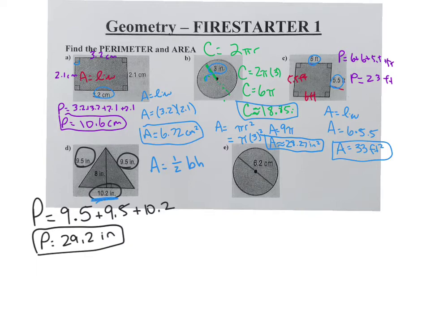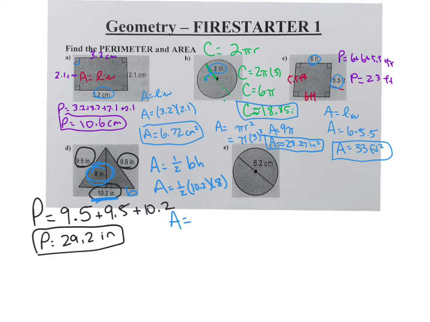So this is the base. The height is 8. Height always has to be perpendicular to the base. So if I was going to use 9.5 as the base, I would have to have that height right there, and I don't have that. So the only base I can use is 10.2. So my area is going to be 1/2 times 10.2 times 8.